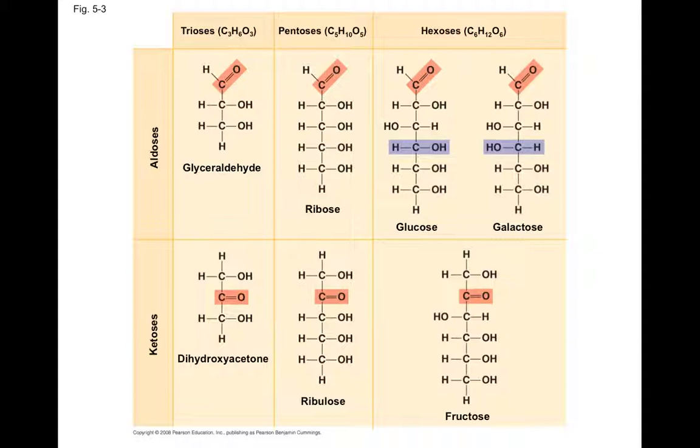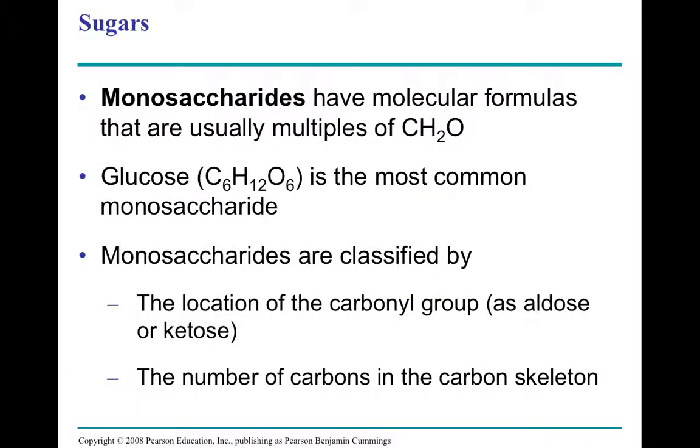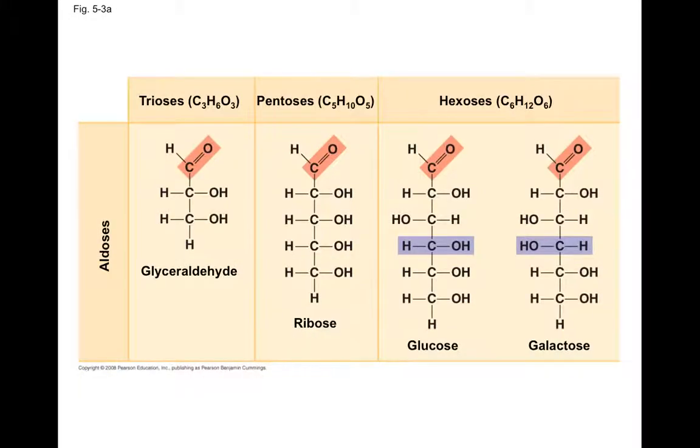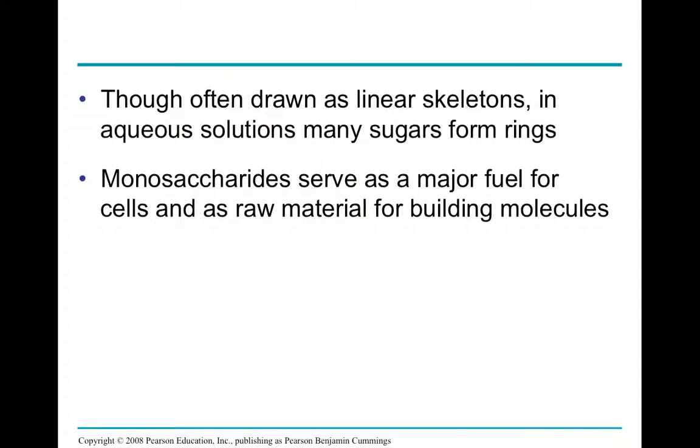And then another classifying aspect is the number of carbons in the carbon skeleton. You can have multiple carbons in the skeleton. For example, in a triose, you have 3 carbons. Pentose is 5. Hexose has 6. So two different characteristics: location of the carbonyl group and number of carbons. Here's a little more detailed picture.